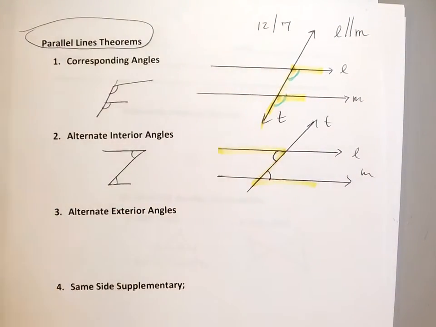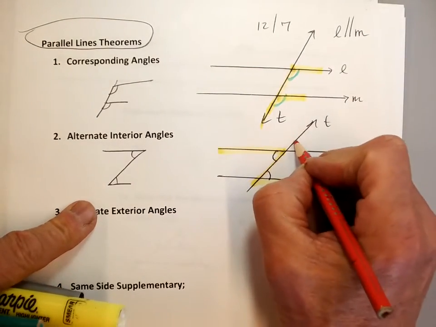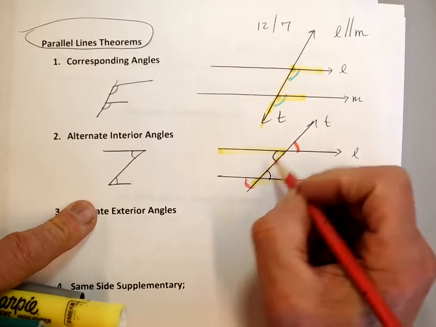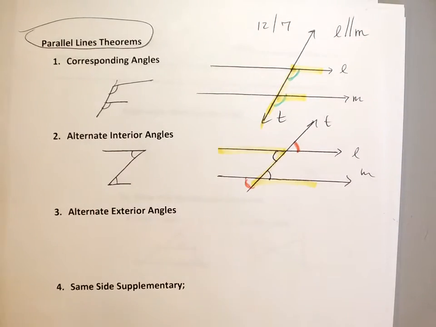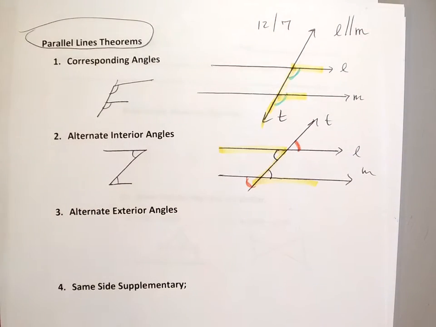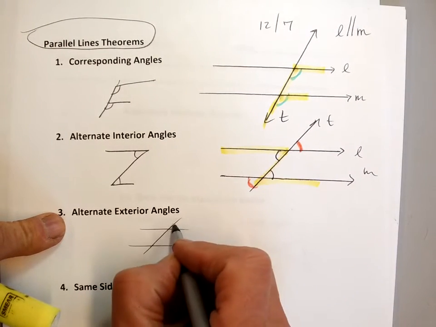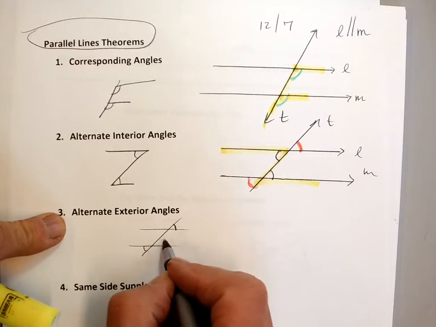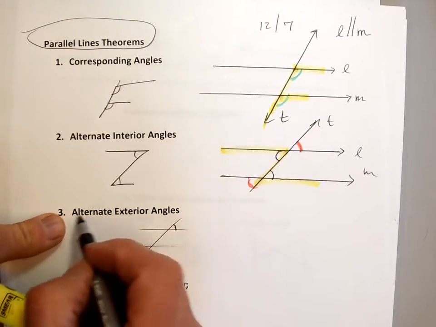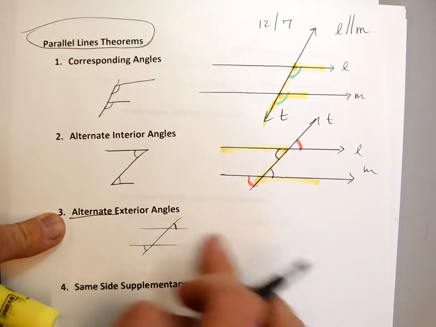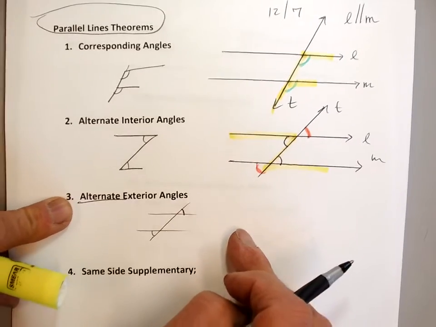Now there's also alternate exterior angles, and I'll use the same figure for those. So those are on the exterior, let's say outside, like that and that. And you can see that alternate exterior angles will also be equal or congruent. There and there. They alternate from one side to the other side of the transversal, but they're on the outside.